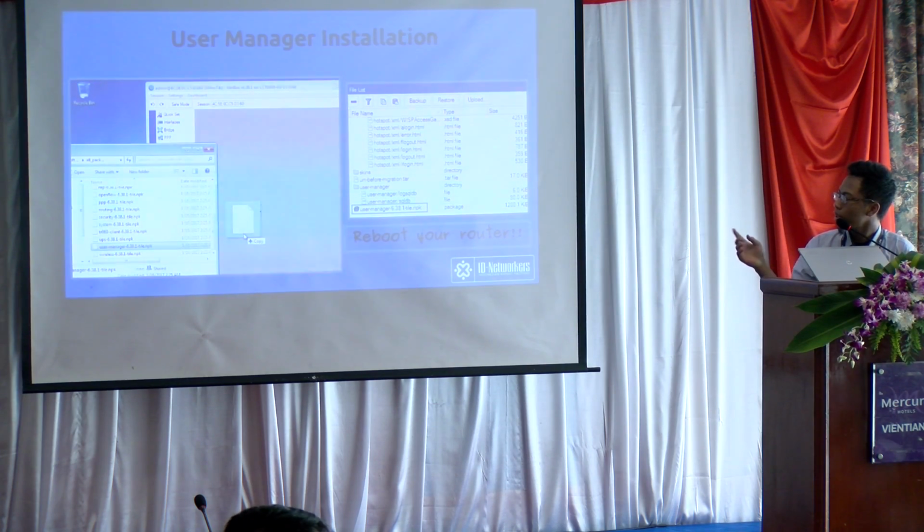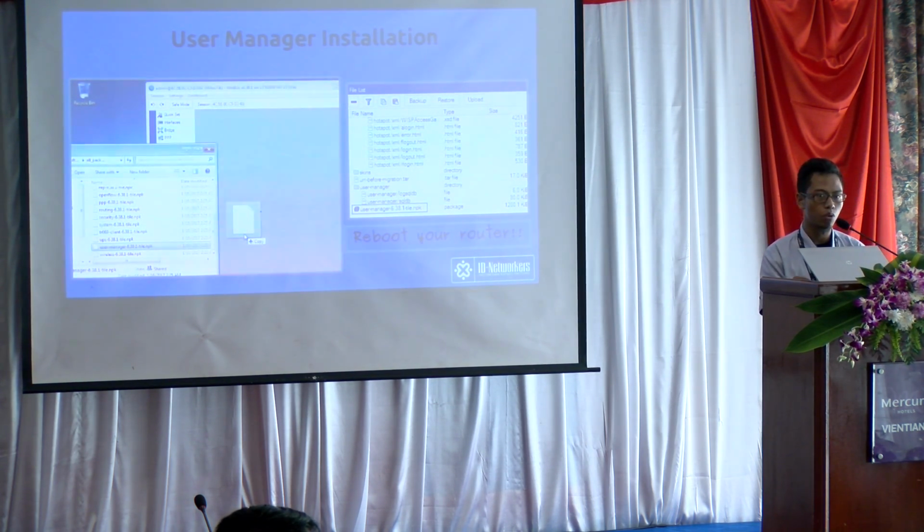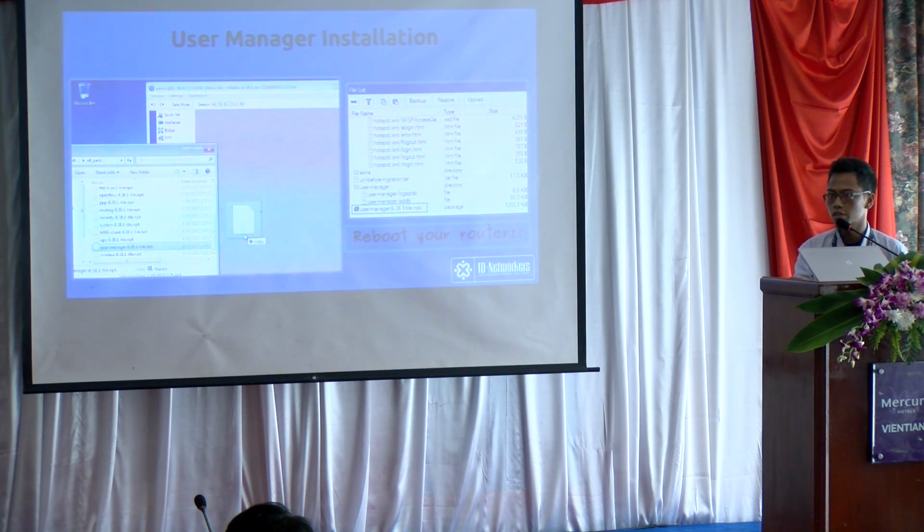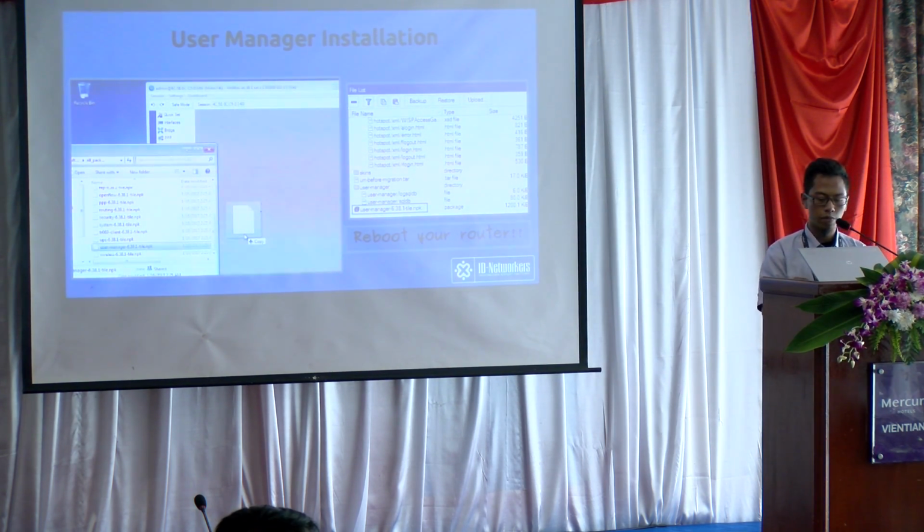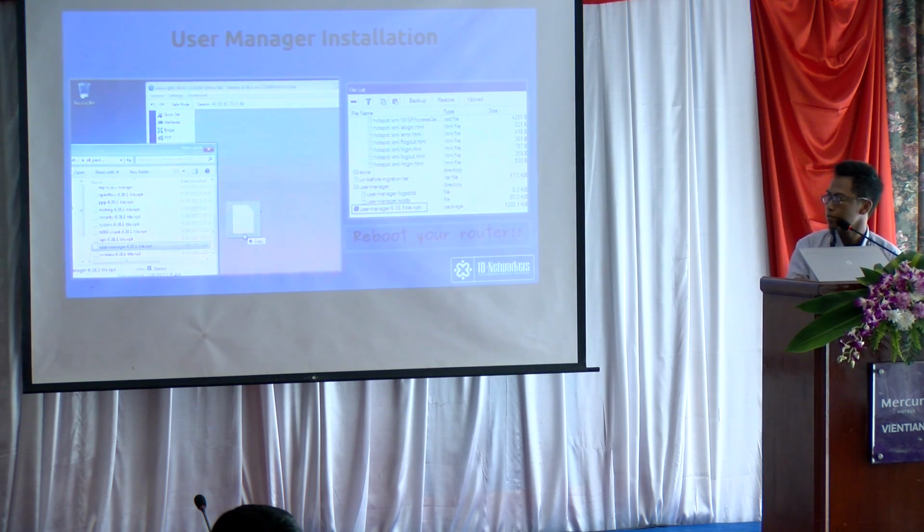In this router, I have MikroTik version 6.38.1. So we must download the user manager package with version 6.38.1 too. It must have the same version. After we have downloaded the package, you can drag and drop it to our router. You can upload it to our router. And the last step is we must reboot our router.